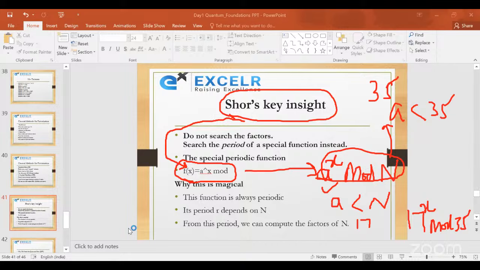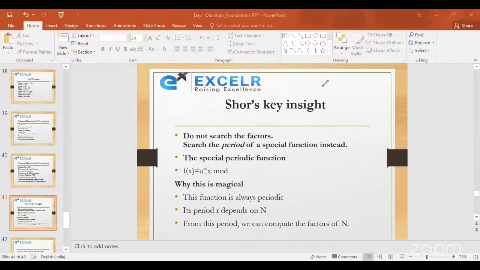Now, what it means? As for now, it is looking like pure mathematical teaching, but no, this is not purely mathematical. Based on that, Shor's idea is there. So I'm coming to that. Let me explain further. Suppose now we have formed a function, 17^x mod 35. So how to solve this?